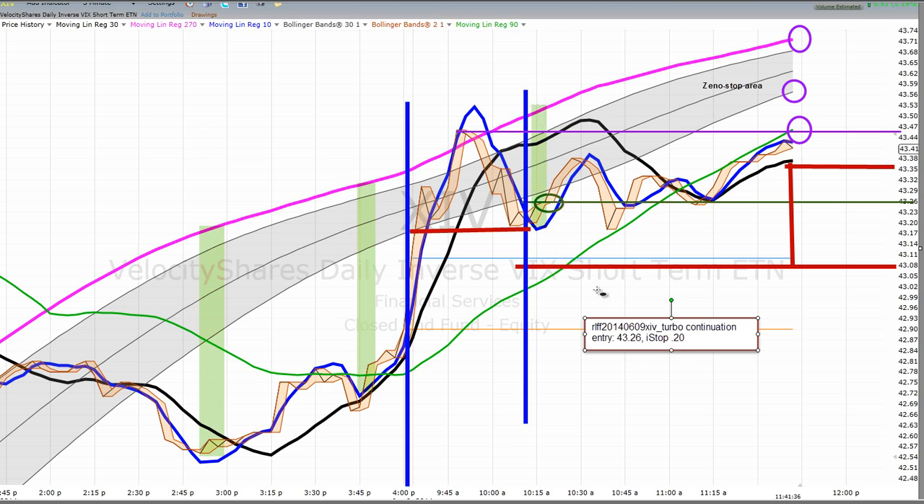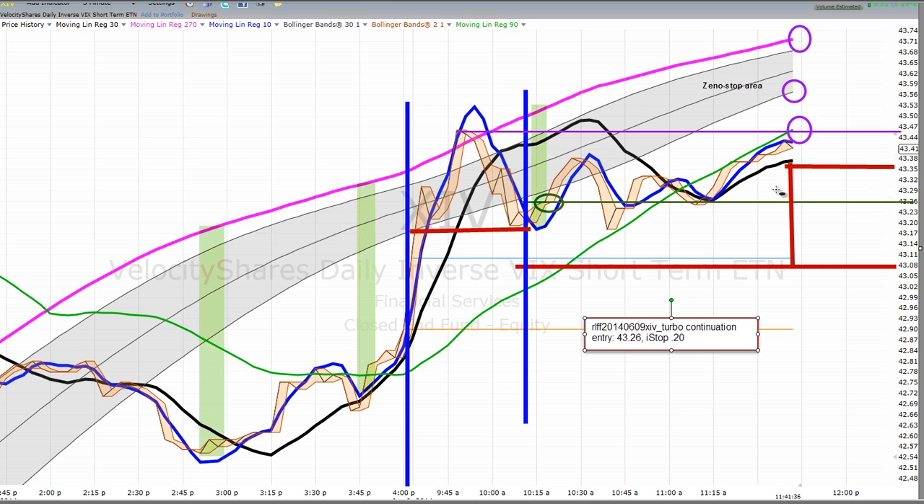I have my 20-cent stop in here, typically 20 cents in XIV for me. Just letting it go. The 90 is joining the play. The 270 is still up. At this moment, after it fails to fail here the second time and has a higher low, which I'd like, it's now starting to move. And now it's either going to take out this target or it's going to fail. So at this moment, I elect to go ahead and lock in my move, and I move my stop to 43.35.